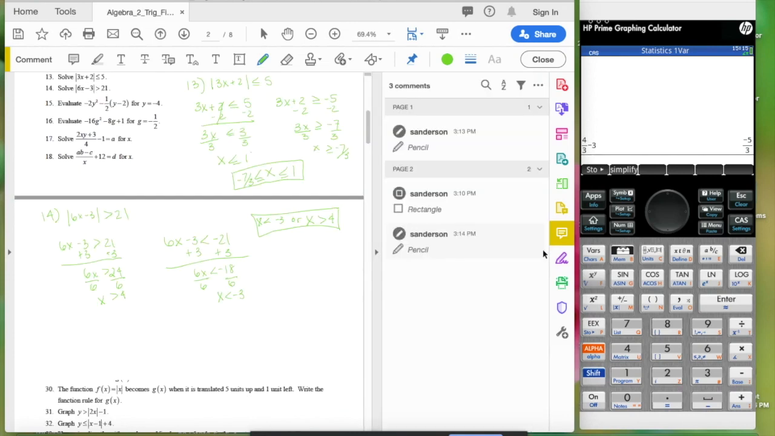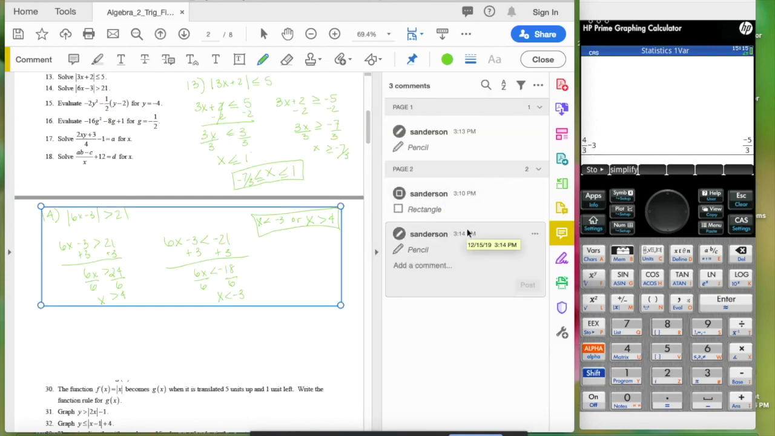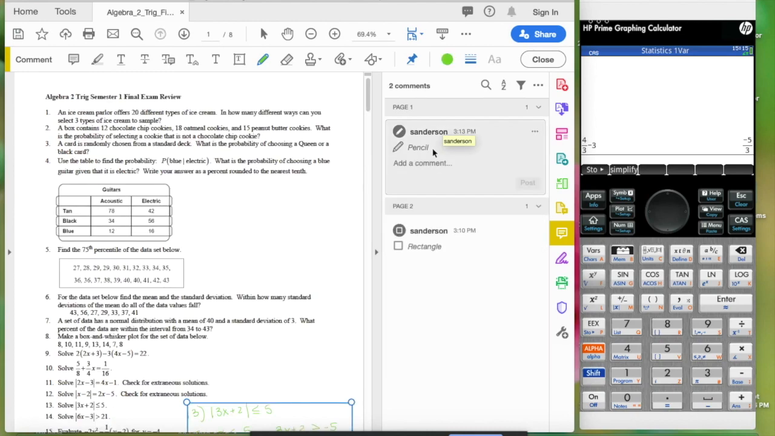I'm just going to keep going on here. Ooh, not the rectangle, I just want the pencil. There we go.